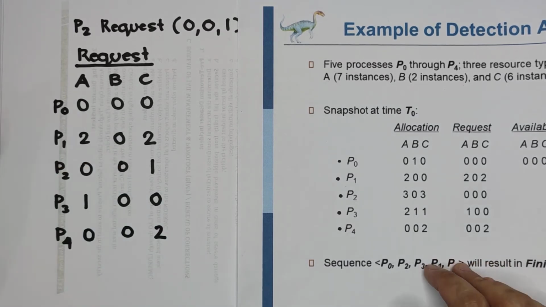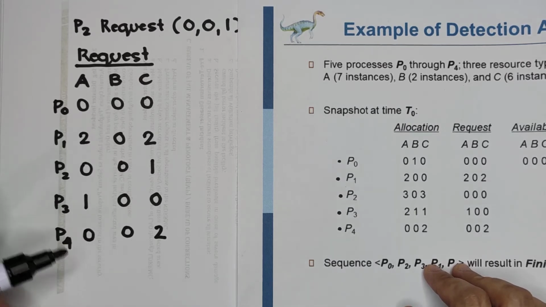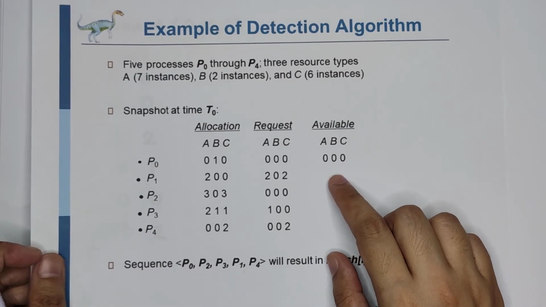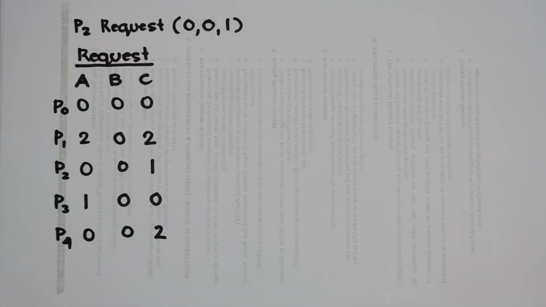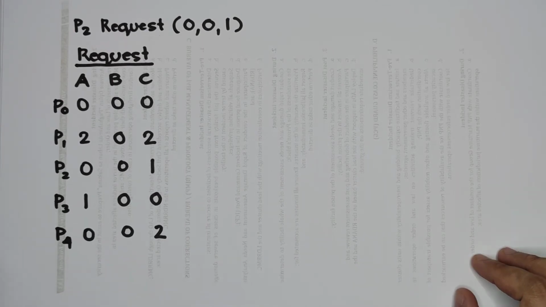Okay, so this will be our new matrix because there's a change in the values of P sub 2. Still the available is 0, 0, 0. So the question now is, what is the state of the system? Before we answer that, we have to again go with the algorithm.